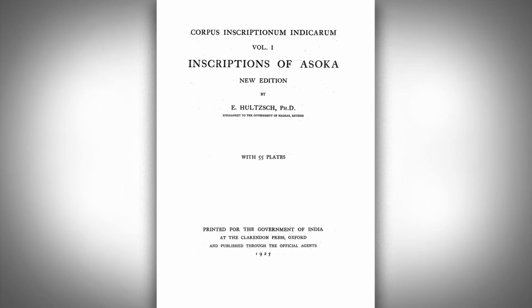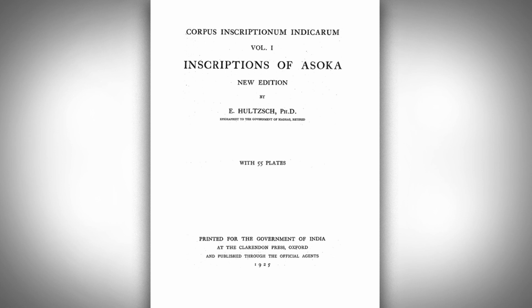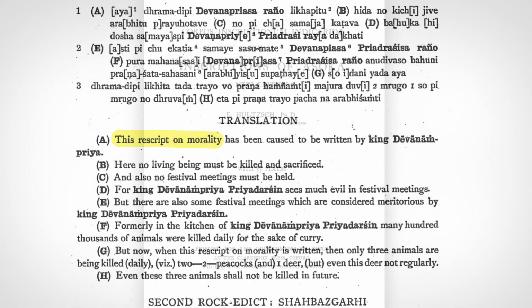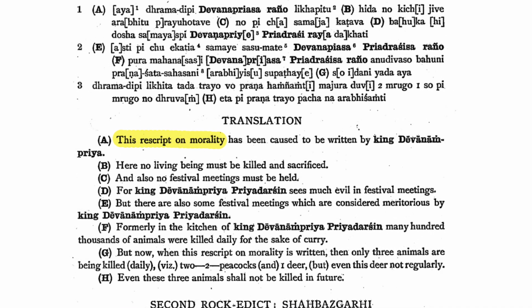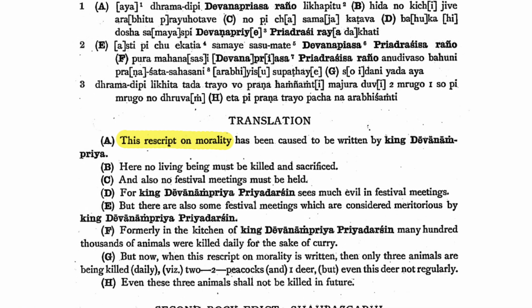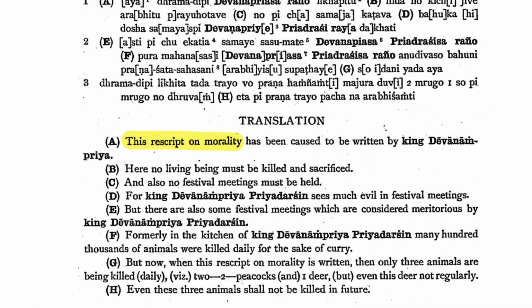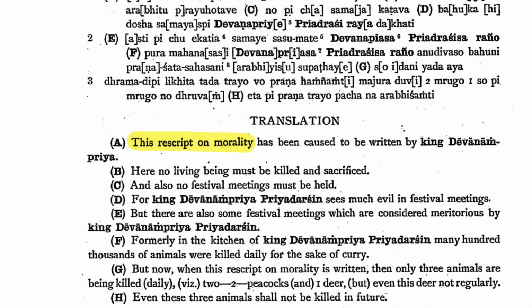This would suggest that the meaning of the term Dhammalipi is writing on Dhamma or writing related to Dhamma. This is how Eugen Hultzsch has also translated this term in the first volume of Corpus Inscriptionum Indicarum. He has translated the term Dhammalipi as rescript on morality. So here Dhamma means morality and lipi means rescript.